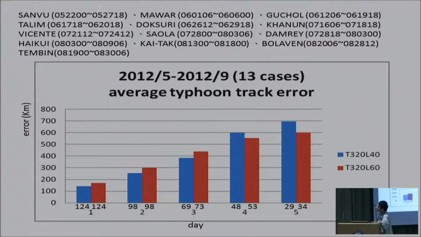So we made this model and this scheme operational, and last year we upgraded our model to L60. So we compare these two models. You can see before day 3, L40 is better than L60. After day 4 and day 5, L60 is better than L40.